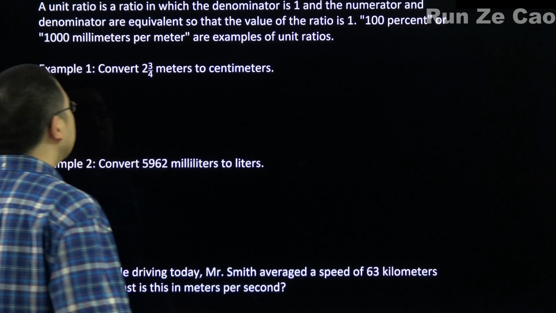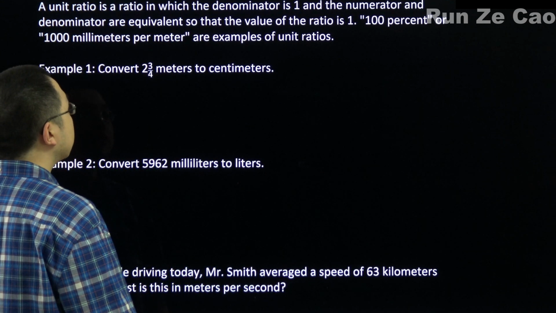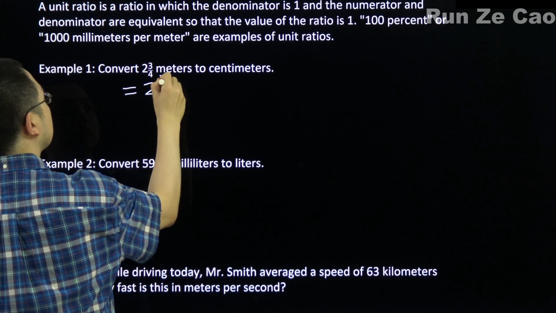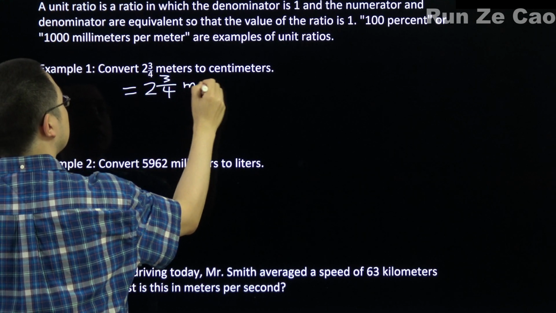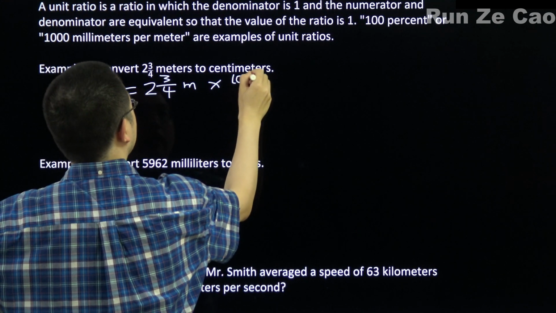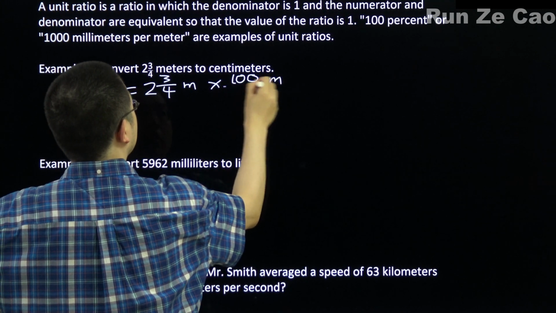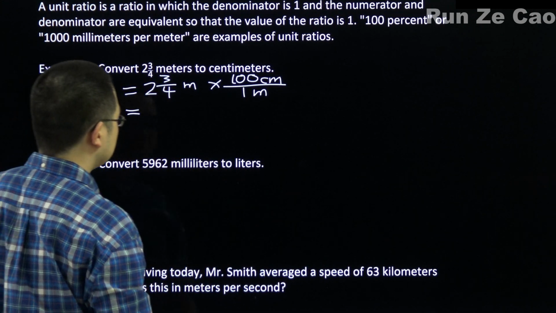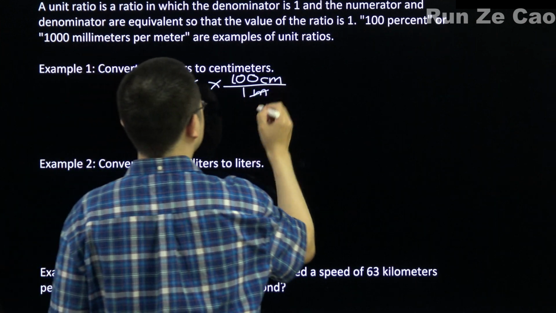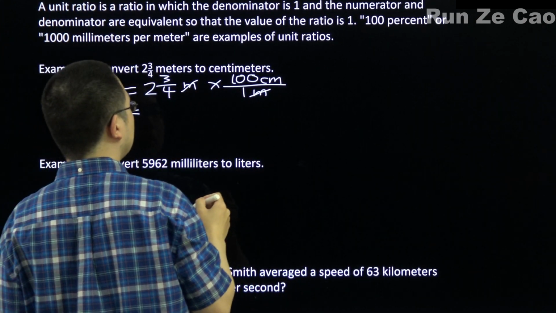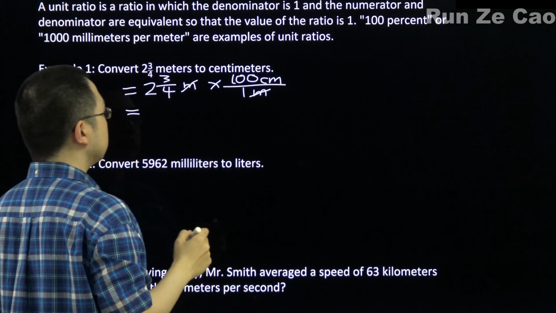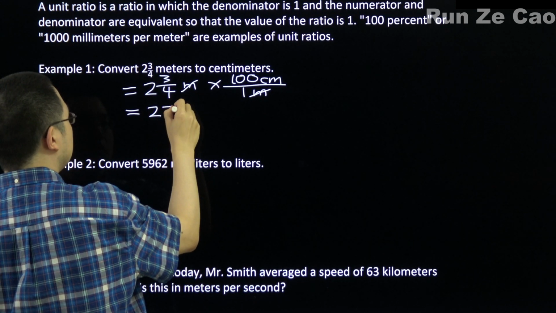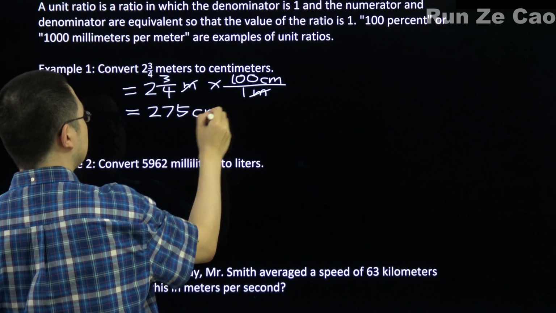So, 2 3/4 meters to centimeters. Well, that's 2 3/4 meters times 100 centimeters per 1 meter. So the meters cancel out. 2 3/4 times 100 centimeters will leave us with 275 centimeters.